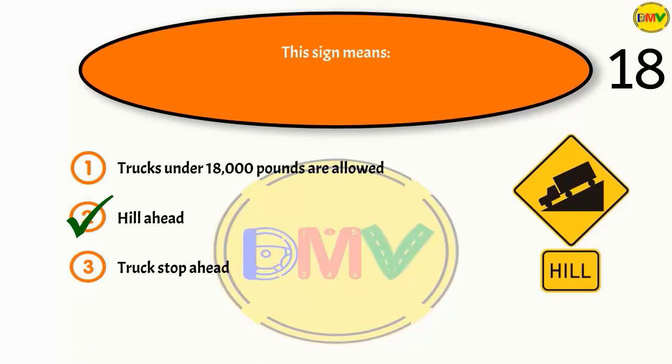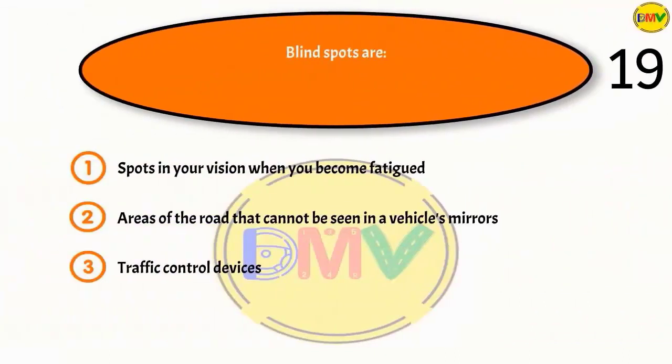The correct answer is 2. Warning signs are usually yellow with black markings. They alert you to conditions that are immediately ahead. This sign indicates that there is a steep hill ahead. Slow down and be ready to shift to a lower gear to control your speed and protect your brakes from damage.